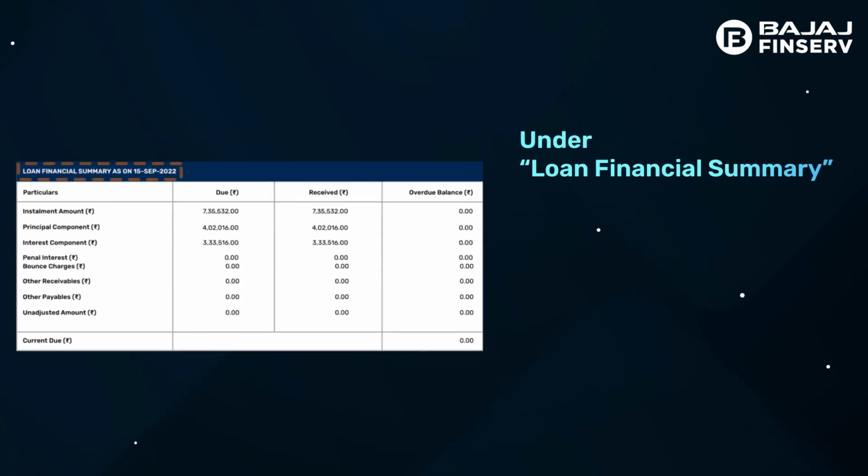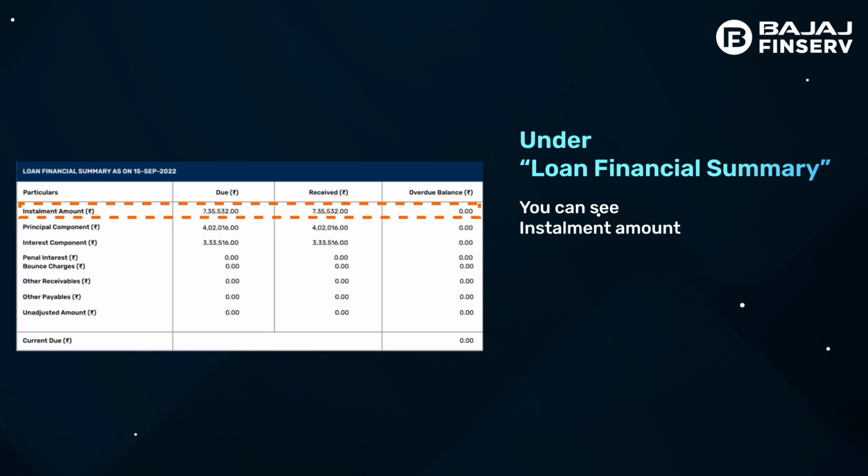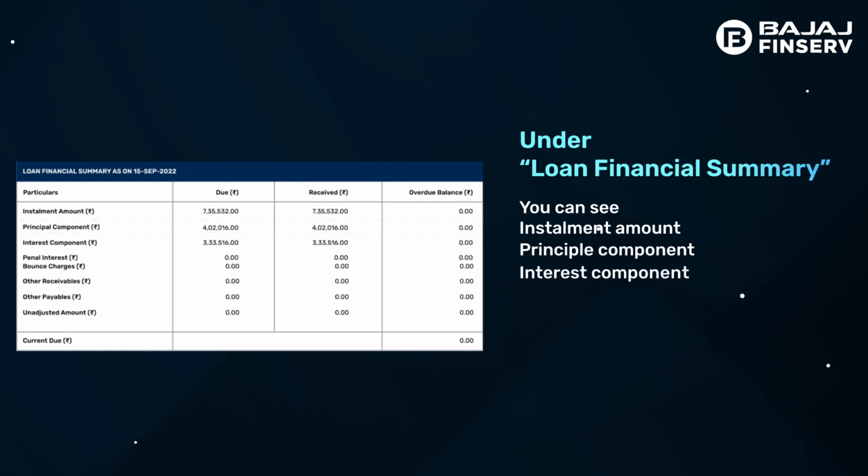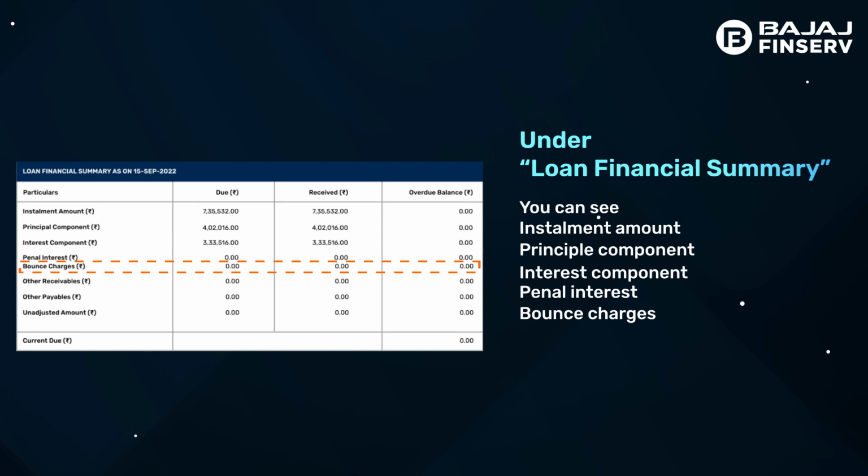Under Loan Financial Summary, you can see your installment amount, principal component, interest component, and other details such as penal interest, bounce charges, along with current dues.